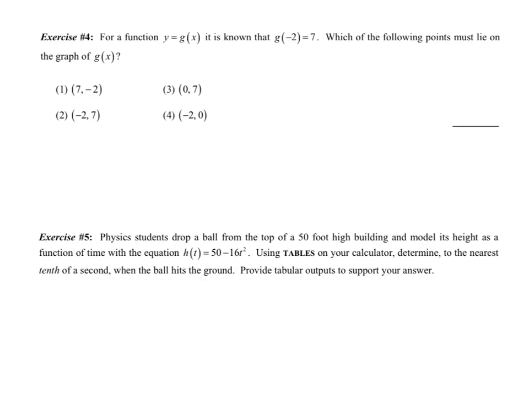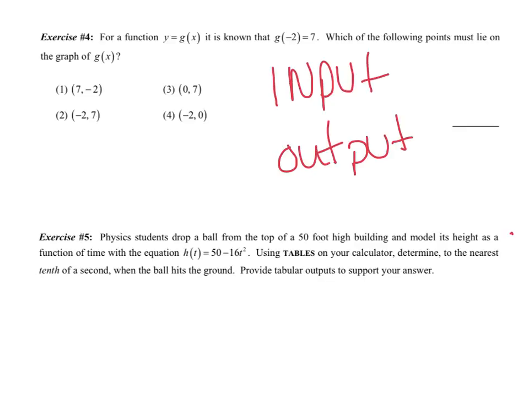Exercise 4. For a function y equals g of x, it is known that g of -2 equals 7. Which of the following points must lie on the graph of g of x? Well, again, it's very simple. Just ask yourself, who is the input and who is the output? Who are you putting in and what do you get out? Well, remember, what you put in is in the parentheses, so the input is -2. And what you get out is what it's equal to. It's equal to 7. And input is your x, output is your y. So I need an x of -2 and a y of 7. Hopefully you would agree with choice 2.